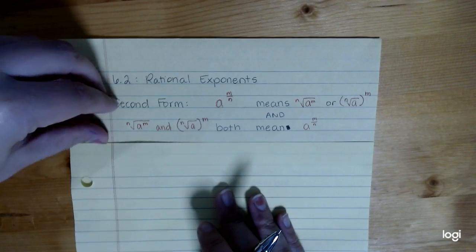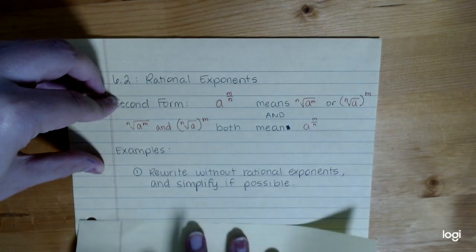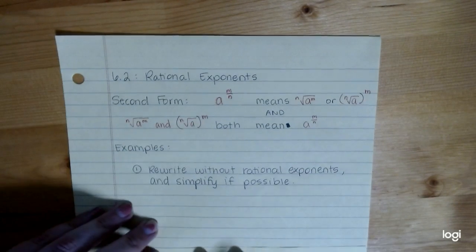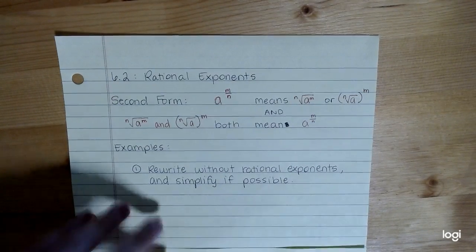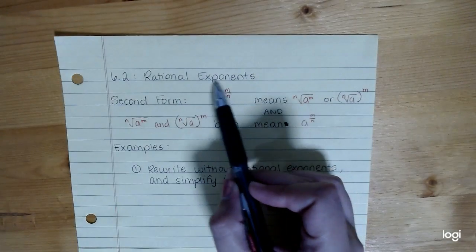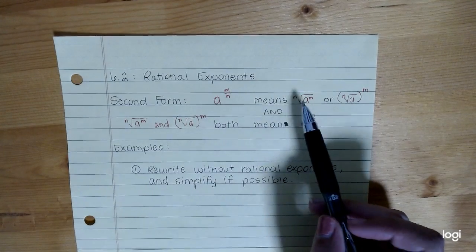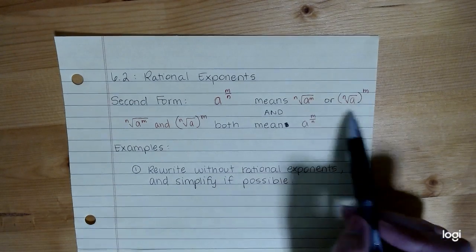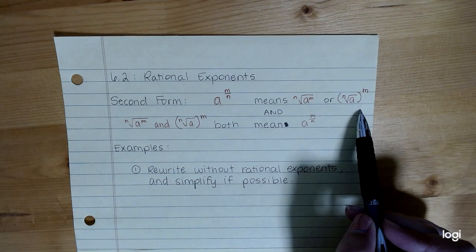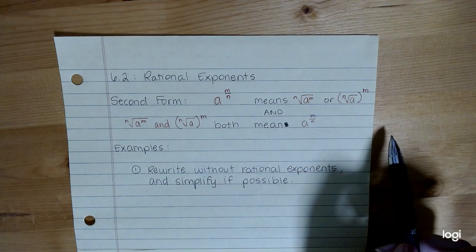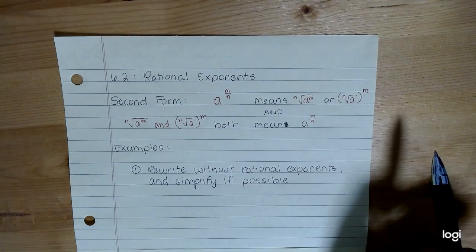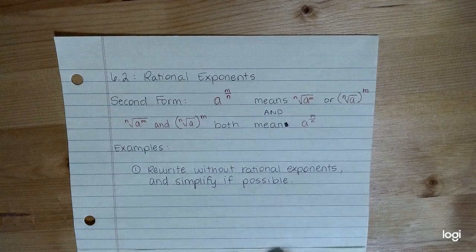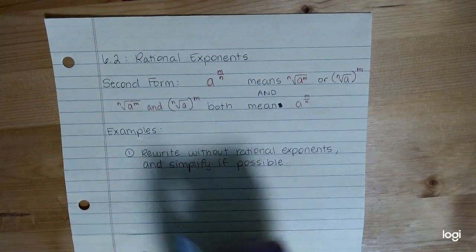All right, so let's look at our first example. That first example is going to ask us to rewrite without rational exponents. So we're going to be given an expression in rational exponent form, and then you're going to be asked to choose your favorite form. Now, I typically tend to favor the second radical notation translation of this rational exponent notation. Some people favor this form more, so it's really just a personal preference. So I'll show you both.